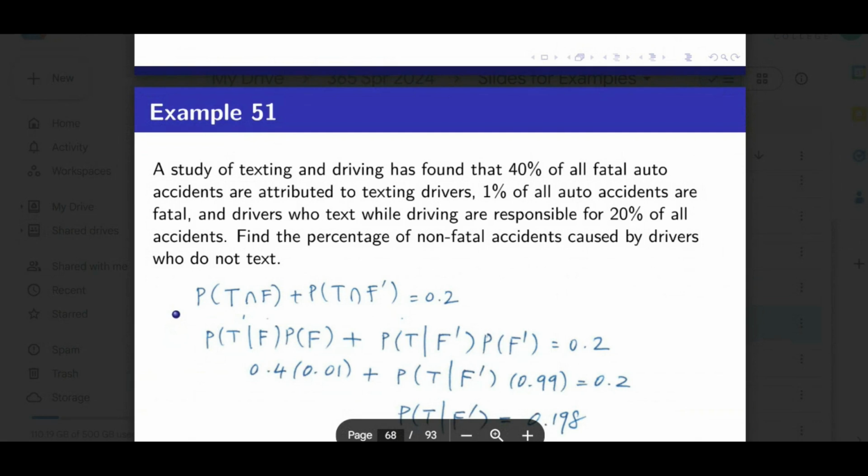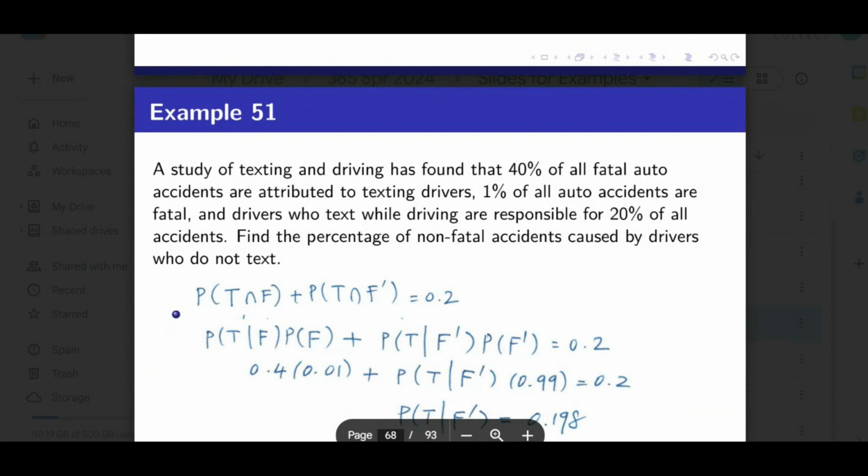Because of all fatal accidents, if you know an accident is fatal, then it was the texting driver that's responsible for 40% of them. Among all fatal accidents, that's a conditional probability. So the wording is quite subtle. Among all fatal accidents, texting is responsible for 40%. That's why this is here. And then we know that the probability that an accident is fatal in the first place is only 1%. Automatically, is it clear to you, therefore, that this must be 0.99? Do you realize that this is what we actually want?